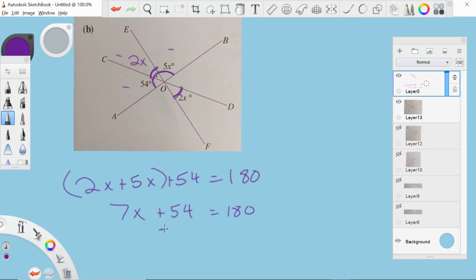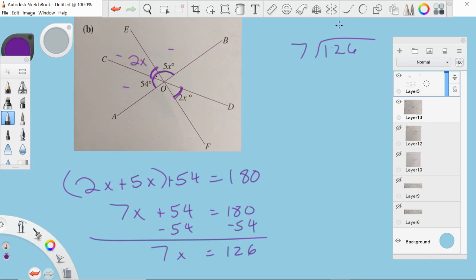And then we're going to go ahead and subtract 54. Subtract 54. 7x is equal to 126. And then 7 goes into 126, I think 18 times. Let's just go ahead and do some long division real quick. 7 goes in once, 7, 5, 6, yep, 18. All right, so divide both sides by 7, and you get x is equal to 18.